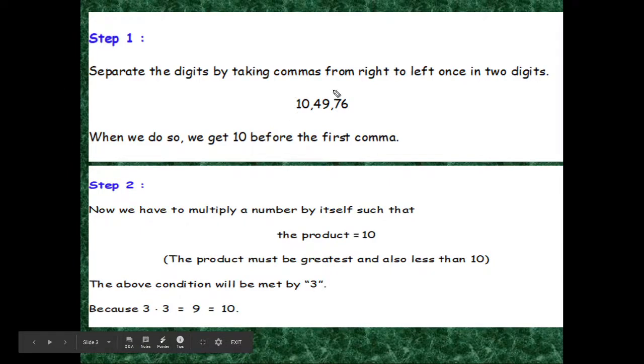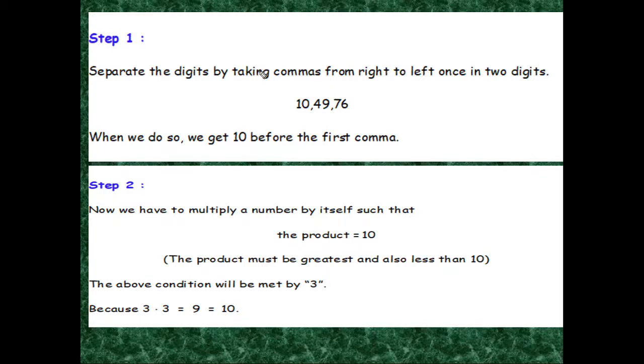Here's an example: 104,976. The first thing is we need to separate these numbers by commas. You know what a comma is, right? This is a comma. Separating by commas or pairing means like this. Pair the numbers. So there are two things we can do, separate them by pairs or commas.